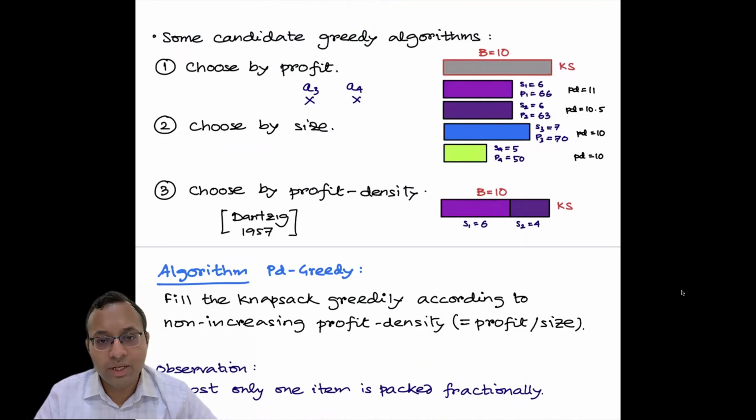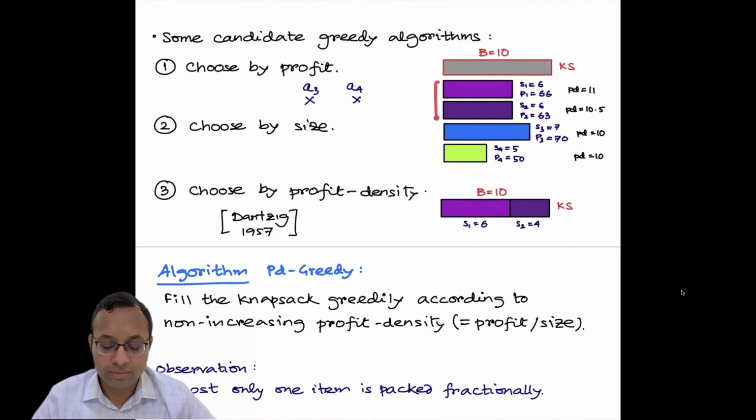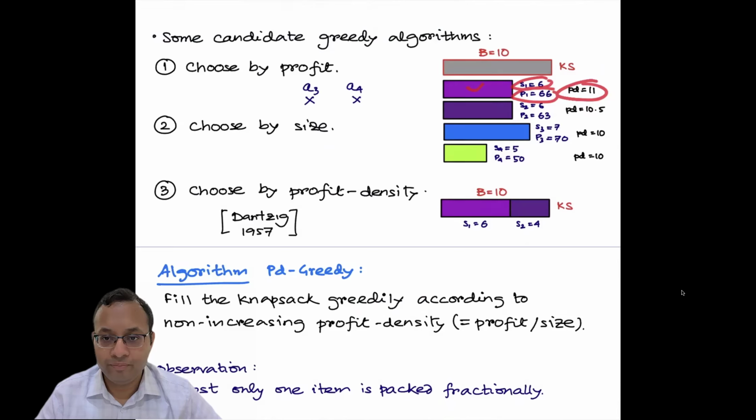Now we start with some greedy algorithms, and for that let's take one example case where B equals 10, the knapsack capacity, and there are 4 items. Each item has some size, profit, and profit density. For example, the first item has size S1, profit P1, and profit density 11. You can pause the video, think about some greedy strategies, and then we can continue.